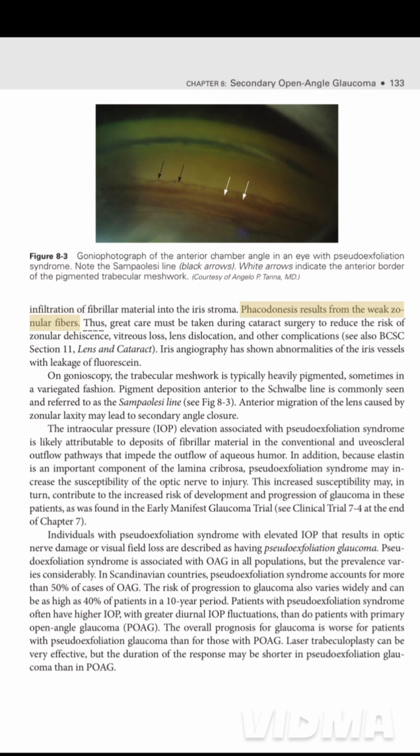Phacodonesis results from the weak zonular fibers. Thus, great care must be taken during cataract surgery to reduce the risk of zonular dehiscence, vitreous loss, lens dislocation, and other complications. On gonioscopy, the trabecular meshwork is typically heavily pigmented, sometimes in a variegated fashion. Pigment deposition anterior to the Schwalbe line is commonly seen and referred to as the Sampolesi line, see Fig 8-3. Anterior migration of the lens caused by zonular laxity may lead to secondary angle closure.